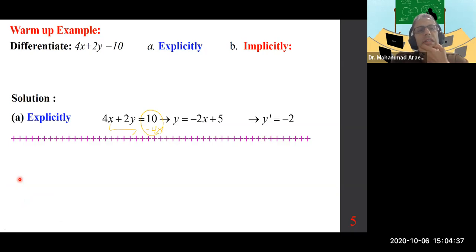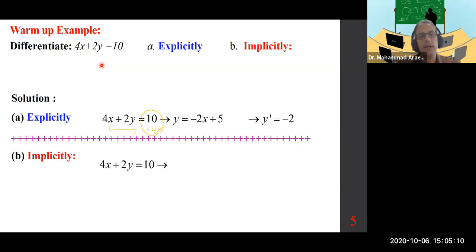Now, what is the implicit methodology? The implicit methodology says when you are given the function, okay, 4x plus 2y equals 10, we differentiate as it occurs. We don't change anything. 4x, everybody knows the derivative is 4. But what about 2y? Understand y is a function of x. So 2y, the derivative is 2y prime, and 10, any constant, the result is 0.